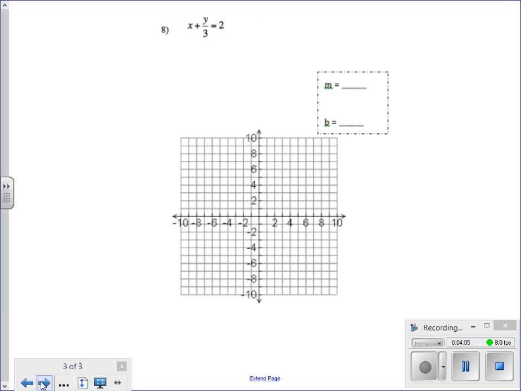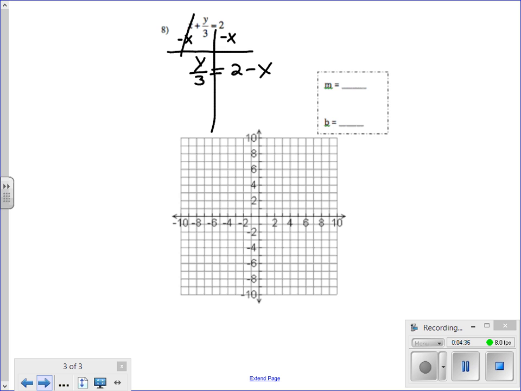All right, last problem here, number 8. x plus y over 3 equals 2. Same as the other problems, I want to move what has an x first so I can deal with y. So I'm going to start by moving x, minus x from both sides. That's going to give me y over 3 equals 2 minus x. I cannot combine 2 minus x because they are not like terms.